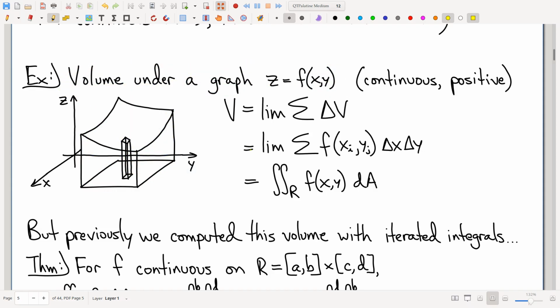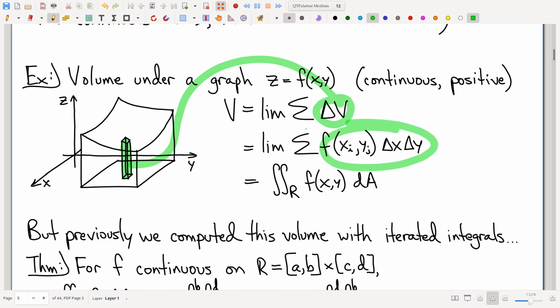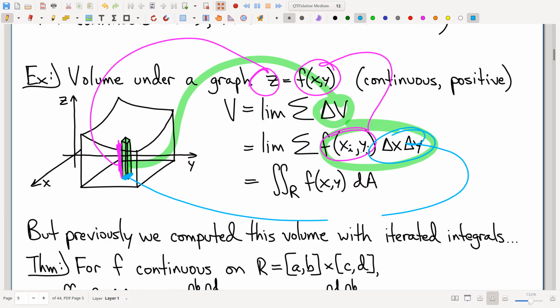And that different way is to point out that if I look at one little piece of volume, just the volume sitting over this little teeny tiny sub-rectangular footprint, well, that volume is height times the area of the base. And keep in mind that the height here is z, which is f of x, y. And the area of my rectangular base, well, that's delta x, delta y, like we talked about previously. There's the width times length.